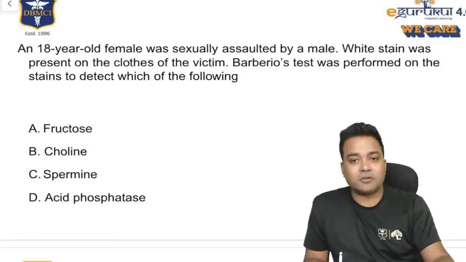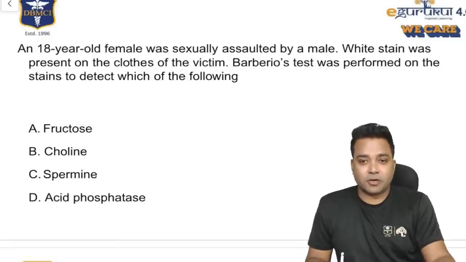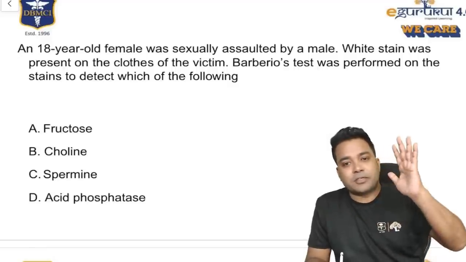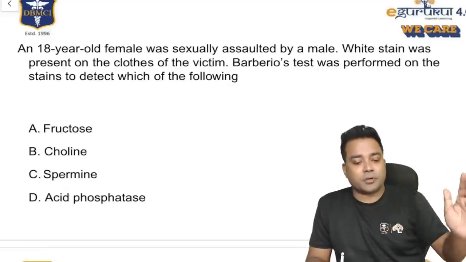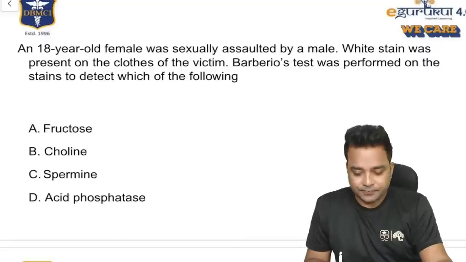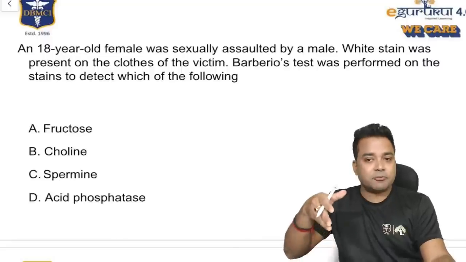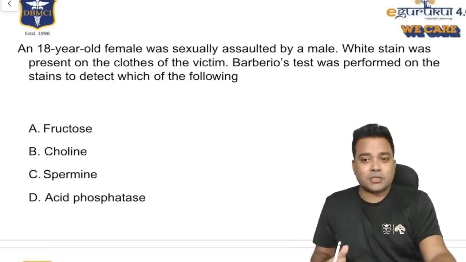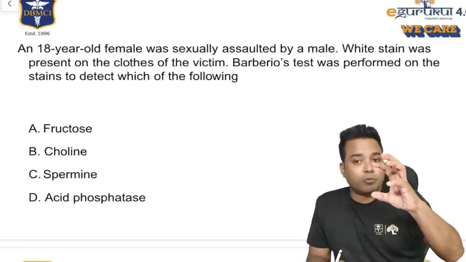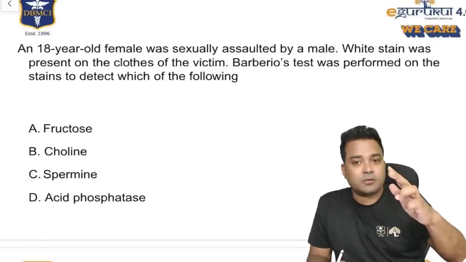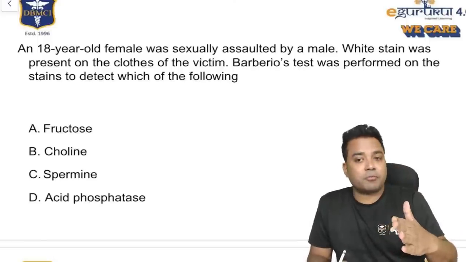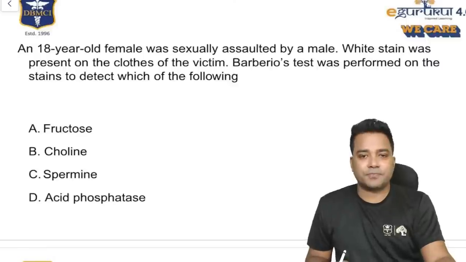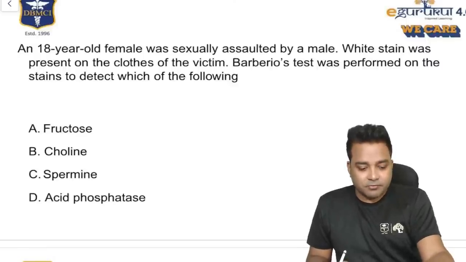So, solve this. An 18-year-old female was sexually assaulted by a male. White stain was present. This is another VIP topic. The stain topic is a total VIP topic. It will come again. This time also it came, and in NEET PG 23 also it came. Yellow color, needle shape. These are bonus questions. A small topic which can be revised in 2 minutes and you are sure to get one question from there. Never leave such topics. This is the smart thing which we need to do.